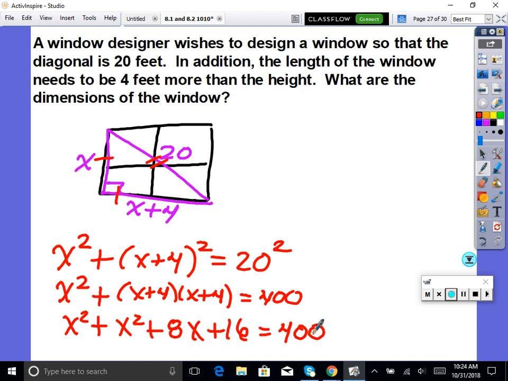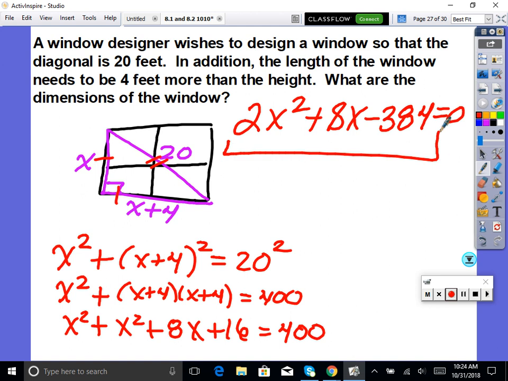So then we would have 2x squared plus 8x. And then we would subtract 400 over, right? Yeah, to get it equal to 0. So wouldn't that be 8x minus 384 equals 0? And then because they're such big numbers, I would quadratic formula that. Do you agree? We get 2 solutions.